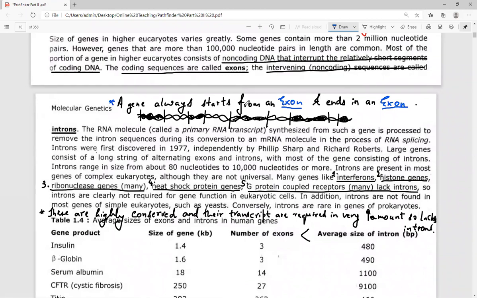A gene is always going to start with an exon and it is always going to end in an exon. So exonic sequences initiate the gene and an exonic sequence terminates it. That means a gene will start from an exon and end in an exon. Introns will be present in between them only. So this would be an exon, this would also be an exon. Sorry for the disturbance caused.